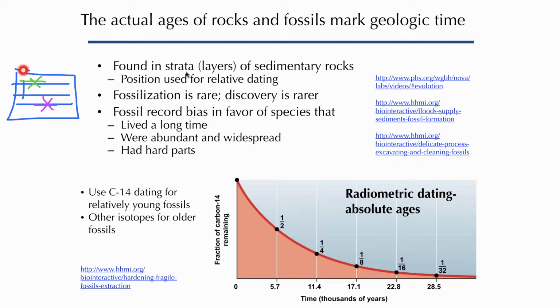So we use positioning for relative dating. A lot of times we look for certain minerals in particular layers, different elements in different layers that are radioactive. And so then we can figure out the age of that layer, and then that will tell us the age of the fossils. And so the radioactivity matters because it helps us do what we call radiometric dating.